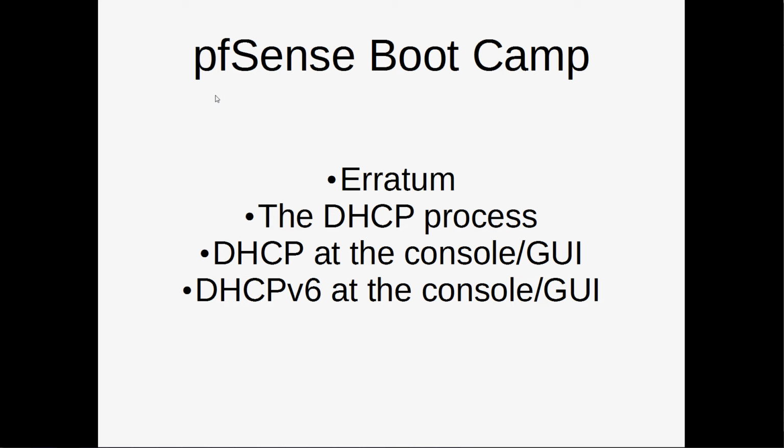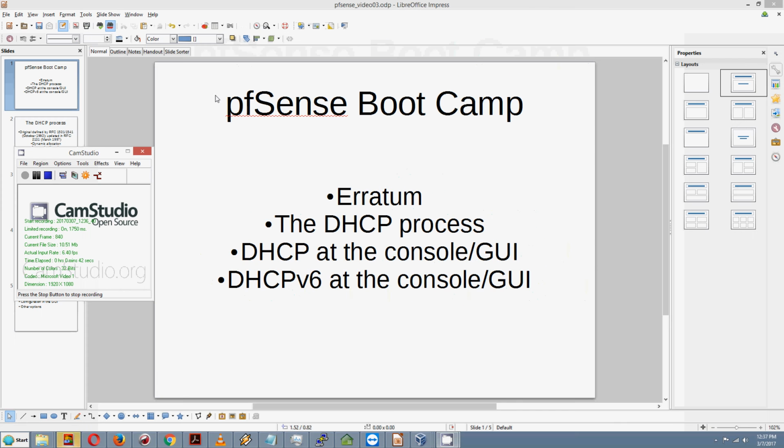pfSense. In this video, I'm first going to cover an erratum from the previous video. Then we're going to cover the DHCP process, including DHCP at the console and within the GUI, and also DHCP version 6 at the console and within the GUI. And we're also going to cover DHCP Relay and DHCP version 6 Relay. And that's a lot to cover in one video, but I think we can do it.